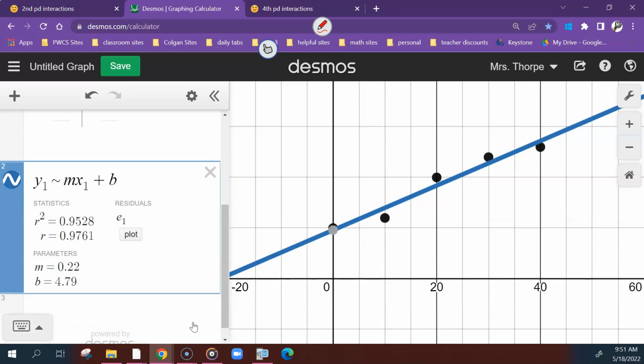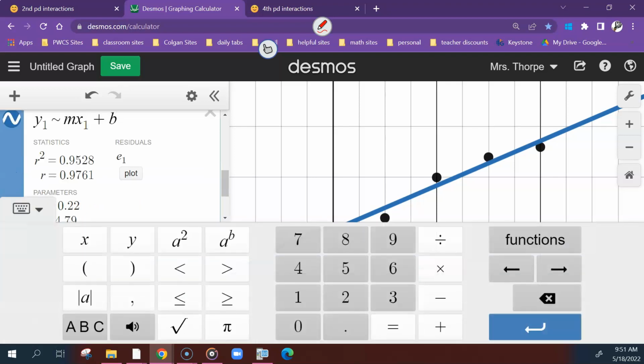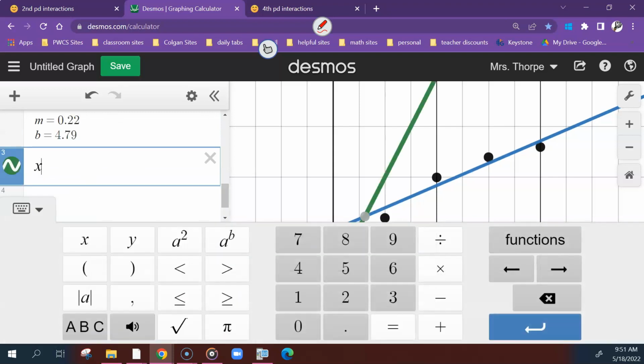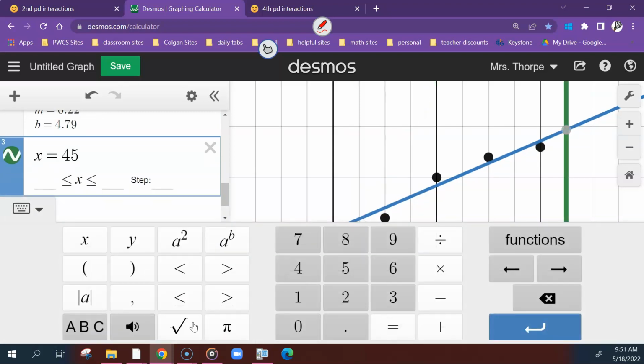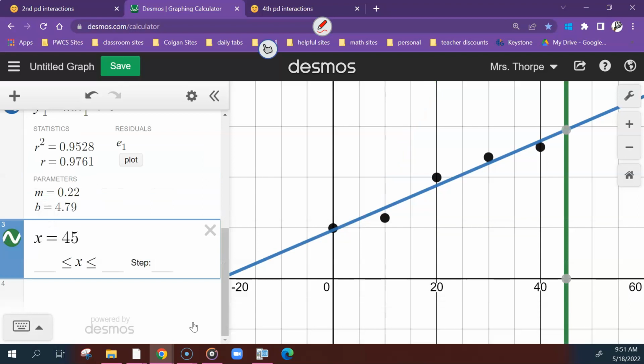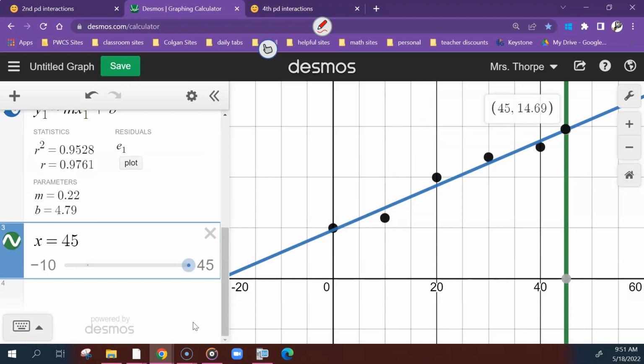So it would give you your equation, and we're looking for the cost of peas in 2025. How many years has it been from 1980 to 2025? 45, yes. So underneath this, I would say x equals 45. And I would look for where these two lines intersect. And 14.69 would be my answer.